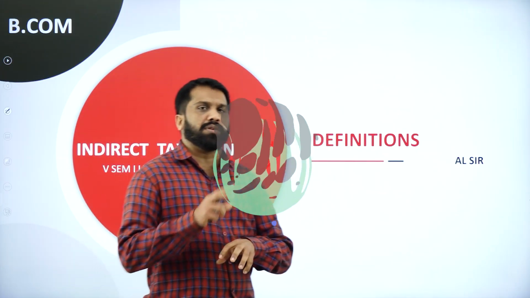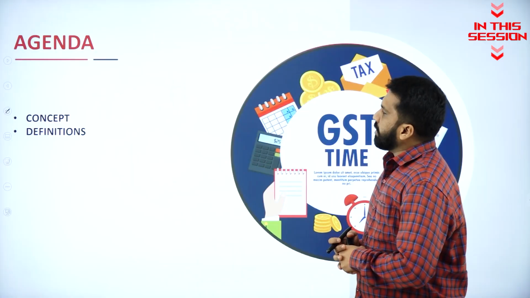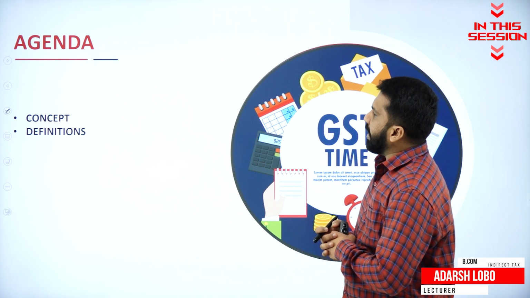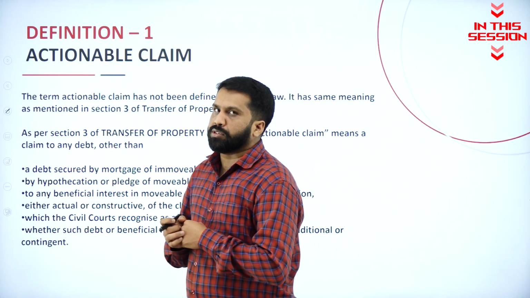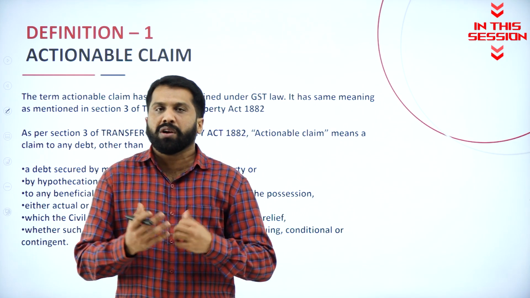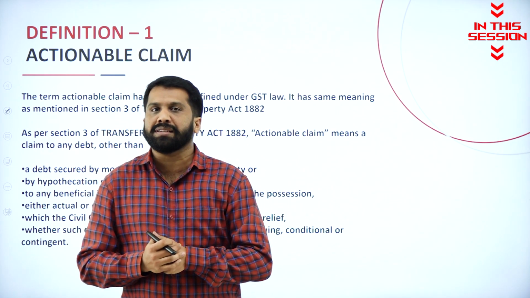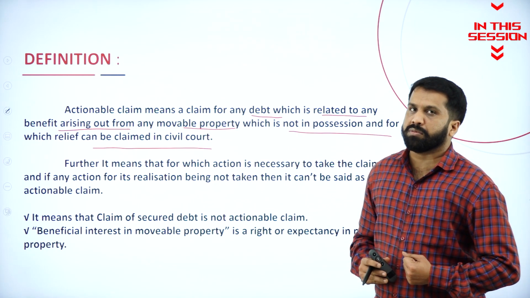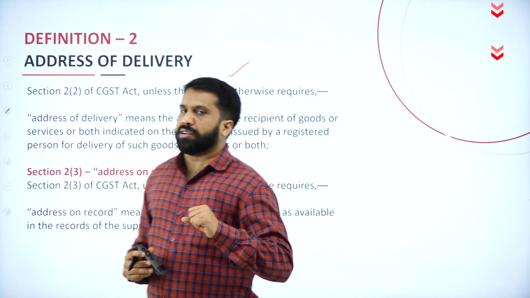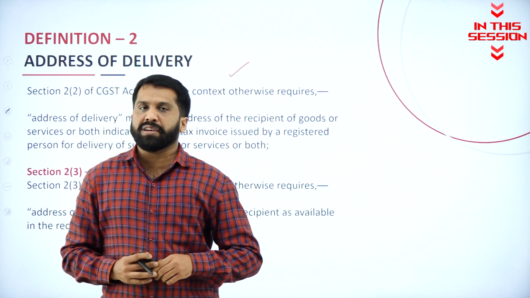Unit 2 is all about your theory part. The agenda is all about your concept as well as definitions. You may get actionable claims. Which are those actionable claims? What actually do actionable claims mean? If there is no possession, we will not call it an actionable claim. Again, it is a 5-mark question. In a single slide, we can complete.